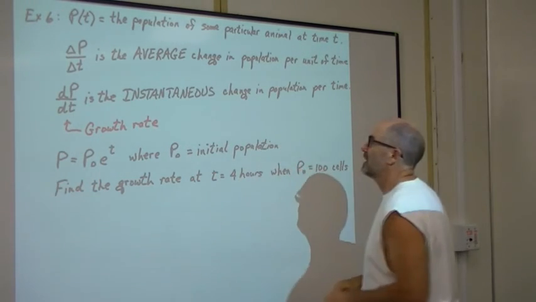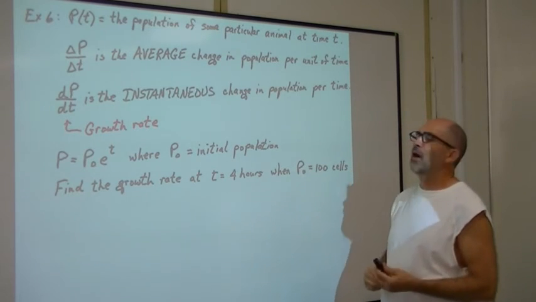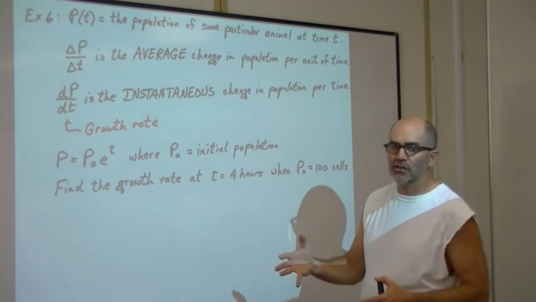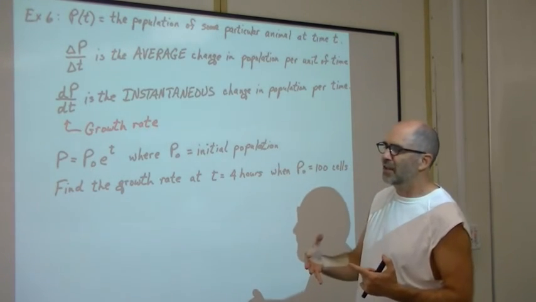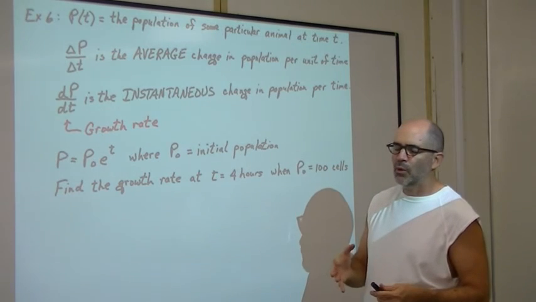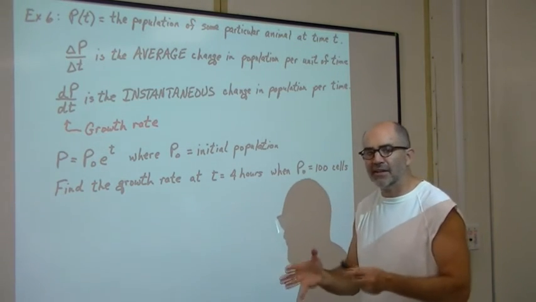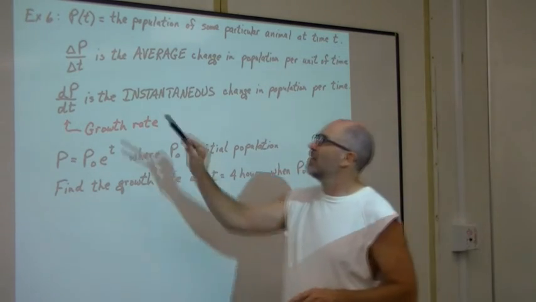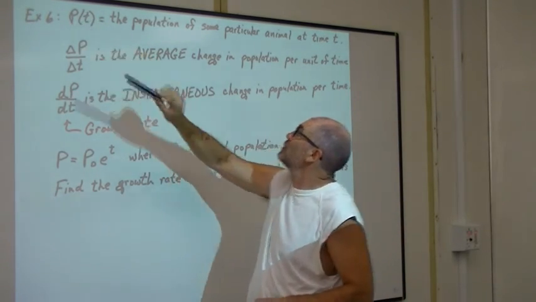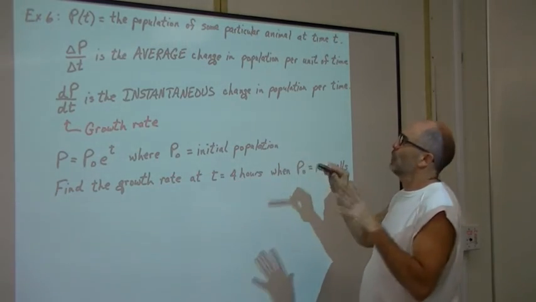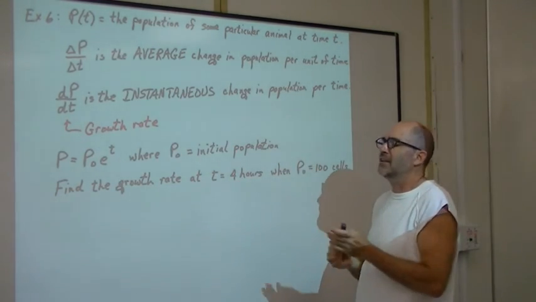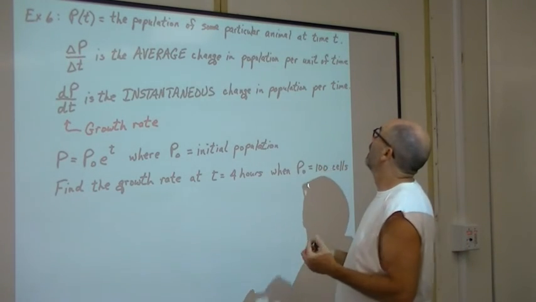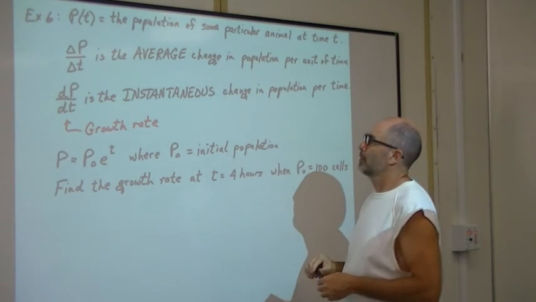All right, this next example is an example of population growth, which is a huge application of rate of change, because we're interested in how fast something changes when we're talking about population. How fast is the population growing? So P of t is the population of some particular animal or plant or species. In this case, we're talking about the population of a bacteria colony at any time t.